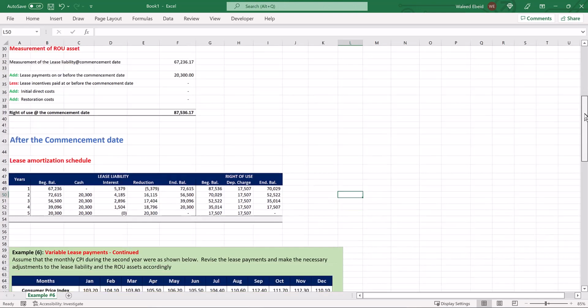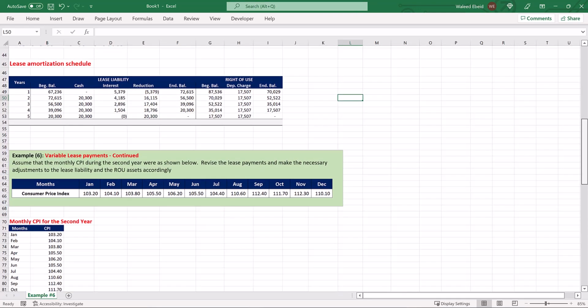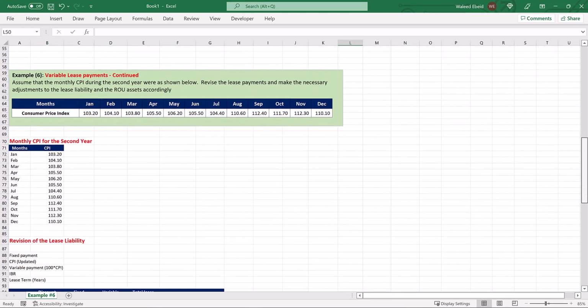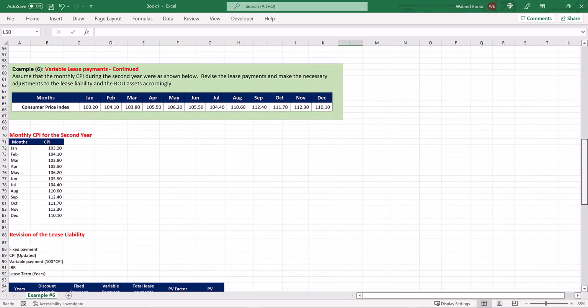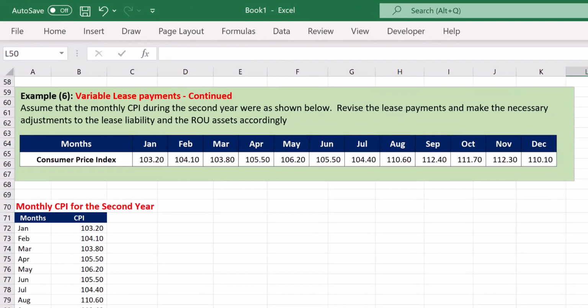Let us continue with our example, and see what happens when the consumer price index changes. Assume that the monthly consumer price index during the second year was as given here in the schedule. Revise the lease payments and make the necessary adjustments to the lease liability and the right of use asset.